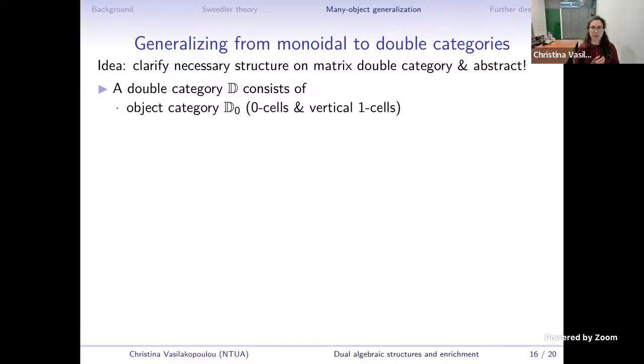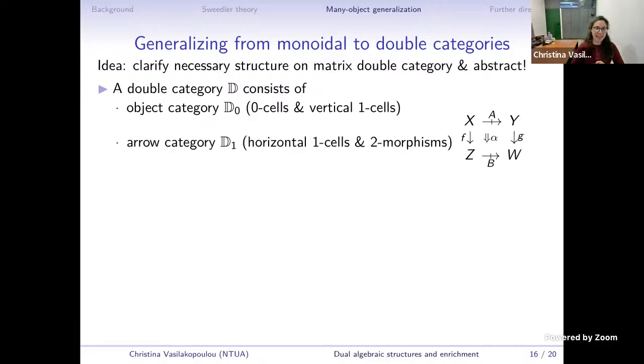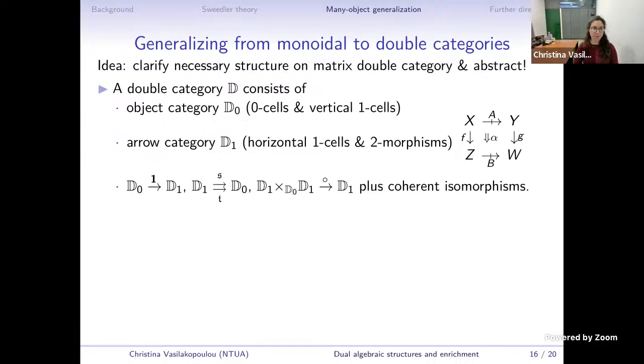So a double category consists of an object category where we have 0 cells and vertical 1 cells, and those compose associatively as usual. In many other authors, you will see that there are different conventions for vertical and horizontal cells. We choose the ones where the vertical are the strict. And then it has an arrow category whose objects are cells like this, horizontal with a tick in the middle, and 2 morphisms are squares, where the left and right boundaries are vertical, and the top and bottom are horizontal. Then we have a number of structure maps, the identity structure map, source and target, and composition, and of course, a number of coherent isomorphisms that makes them all work together nicely.